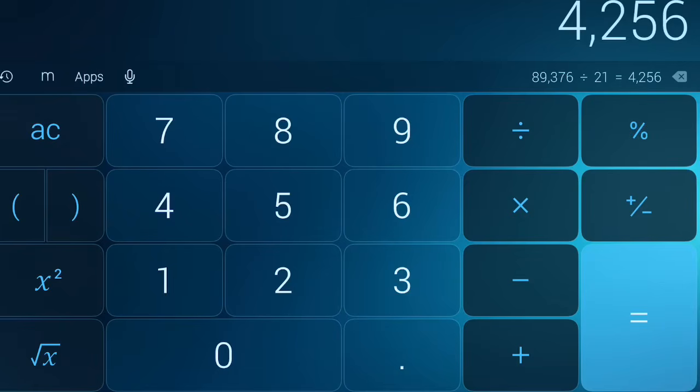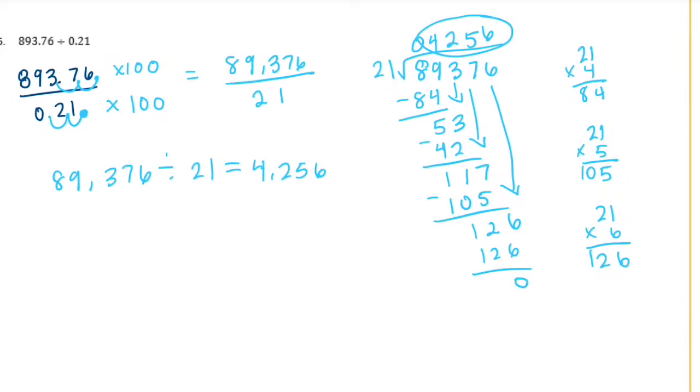4,256. Then I'm going to skip the multiplication part, and I'm just going to go back to the original problem. So it was 893 and 76 hundredths divided by 21 hundredths is also 4,256.